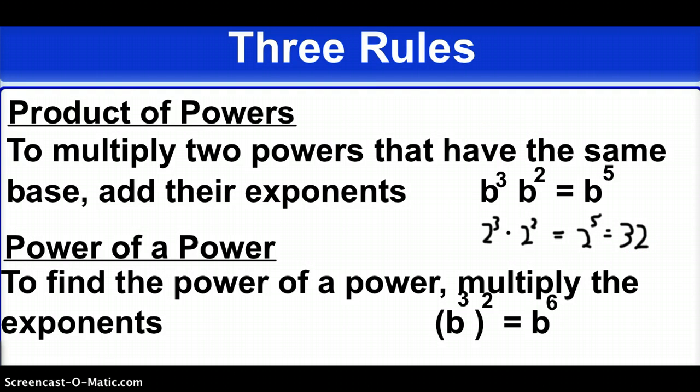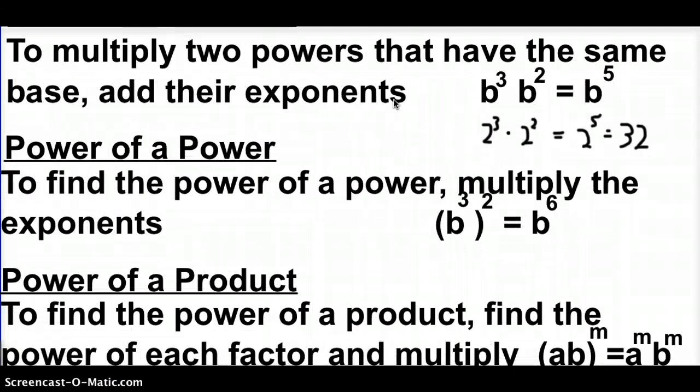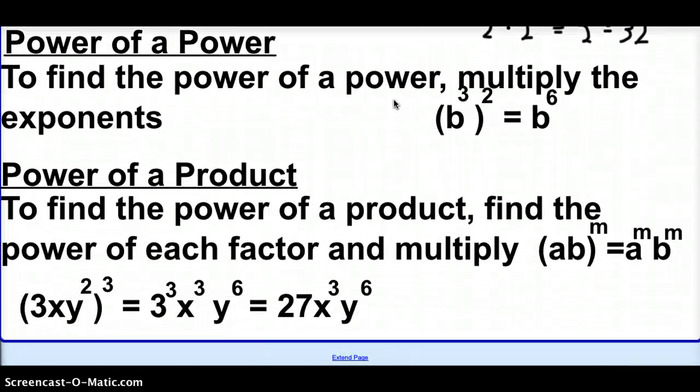Okay, now let's look at the second rule. It's called the power of a power. In this case, to find the power of a power, we're going to multiply the exponents. So if we have something inside parentheses and we're raising that to a different power, or any power, what we would do in this case is we would multiply the exponents to get the correct answer.